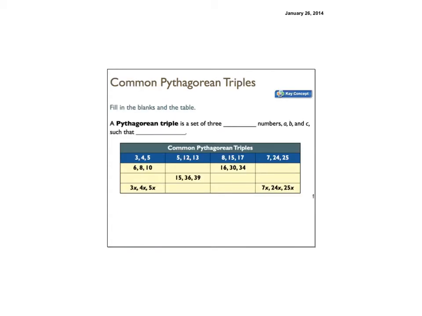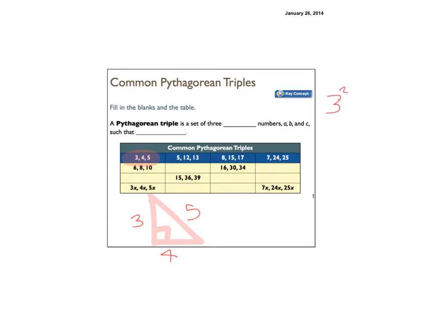Now this next piece is just something I want you to be aware of. We have something called a Pythagorean triple, and it's a set of 3 whole numbers that work with the Pythagorean theorem. So any of these in this chart, and there's more for you to fill in, but for example, 3, 4, 5. If I have a right triangle, the legs 3 and 4, and a hypotenuse of 5 would work with the Pythagorean theorem.